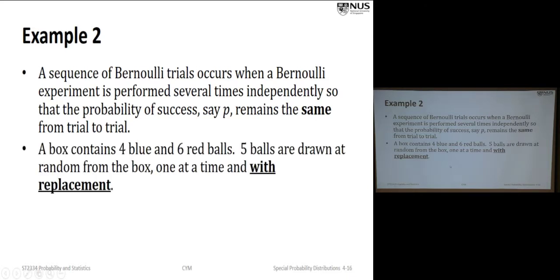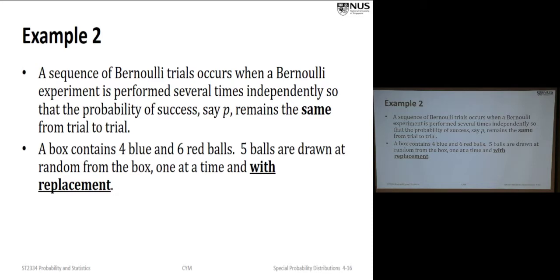So here is an example. I go back to this box containing 4 blue and 6 red balls, and I draw 5 balls from this box randomly, one at a time, and with replacement. All right? So that means I don't grab all the 5 balls at one shot. One at a time. I take one ball out, look at the color, and then what to do? Put it back. This is what we mean by with replacement. That means we put it back.